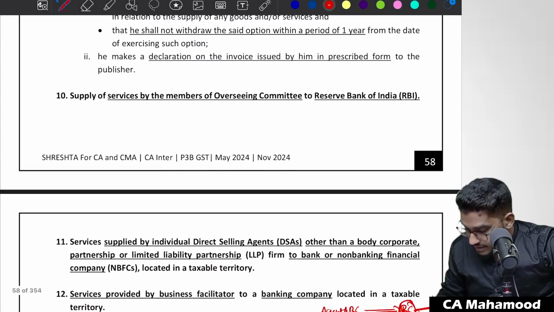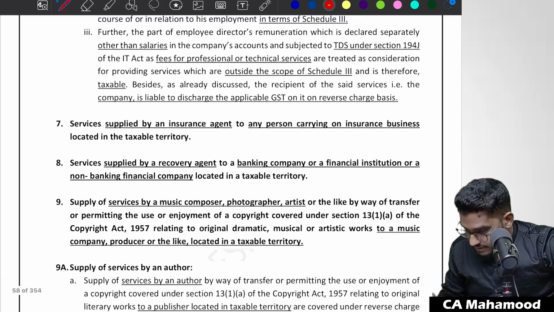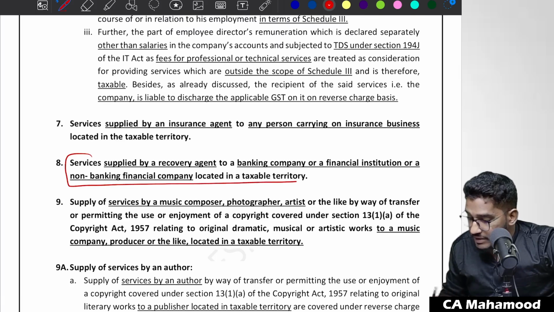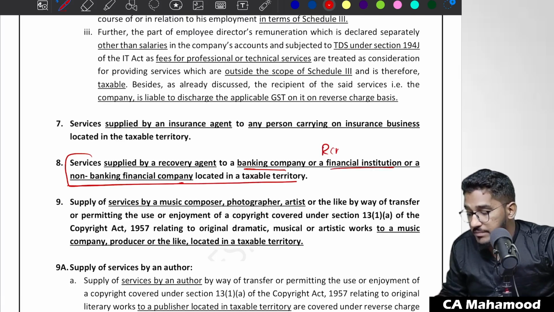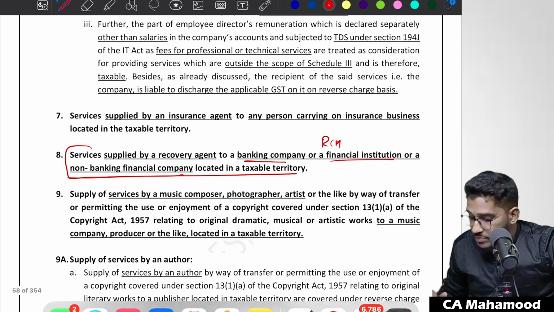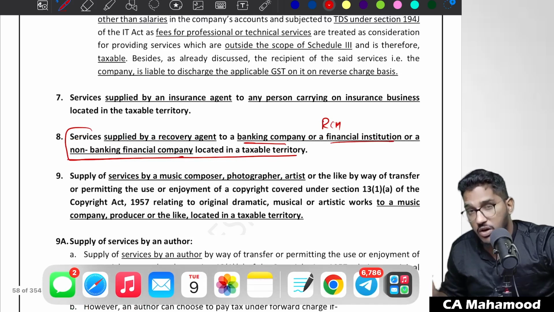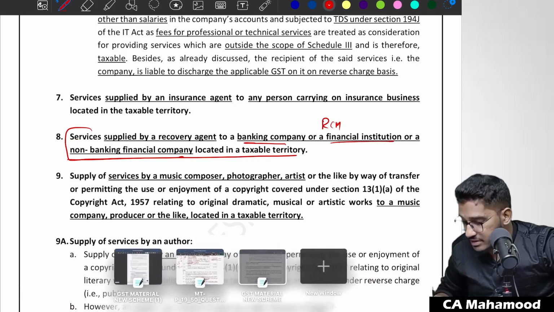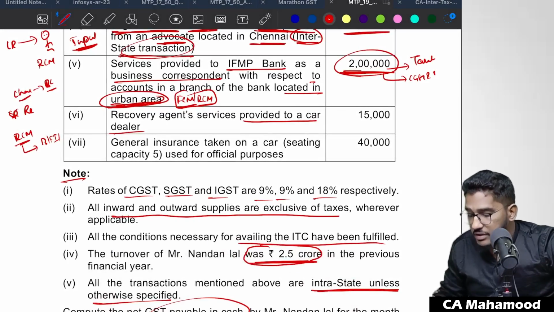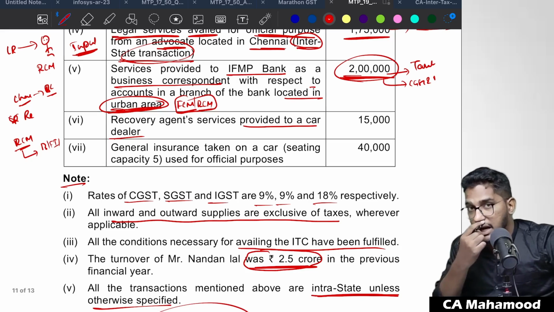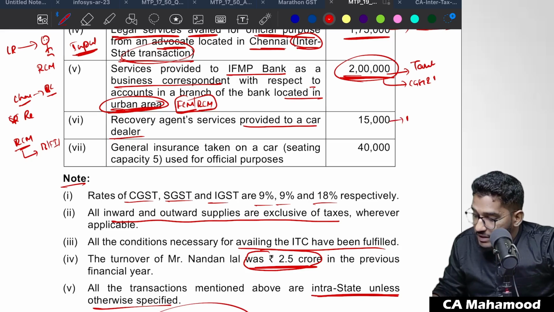See, recovery agent services. Where is it? Here it is. Services supplied by a recovering agent to a banking company, financial institution, or NBFC. Then only RCM will come. In the given case, Nandan Lal is providing recovery agent services, but not to the bank. He is providing that recovery agent services to a car dealer. So you tell me, will this be covered under RCM or FCM? This will be covered under FCM only.